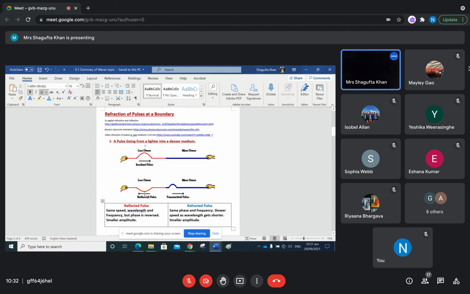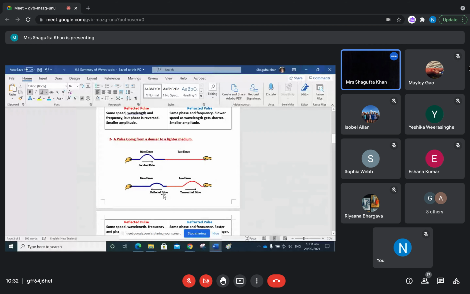Now, if it is going from a denser to a faster medium, so this is the faster medium, and the pulse is traveling this way, again it divides into 2 bits. So this one, because it's becoming faster, and why does it become faster? Because the wavelength gets longer. And for the reflected pulse, it stays the same length, but the amplitude gets smaller because energy is dividing into 2 bits.